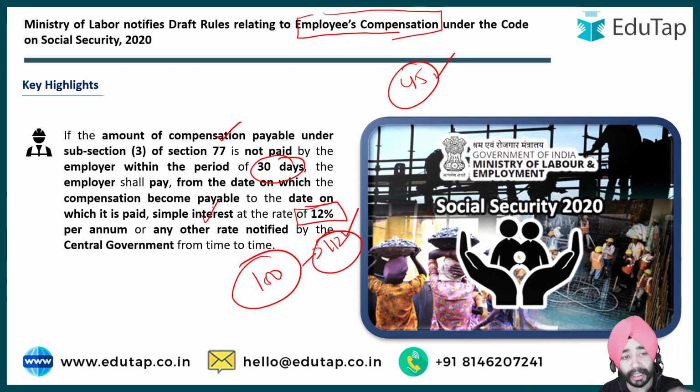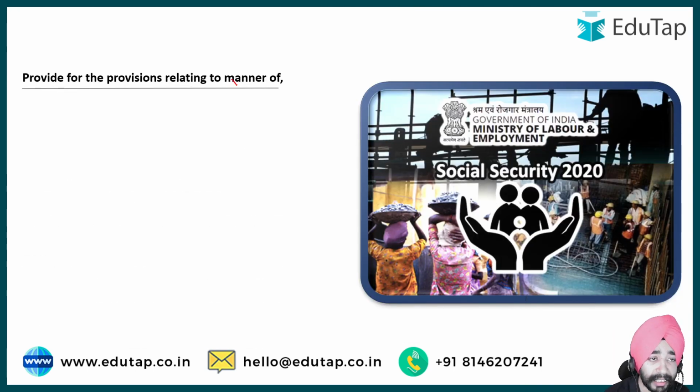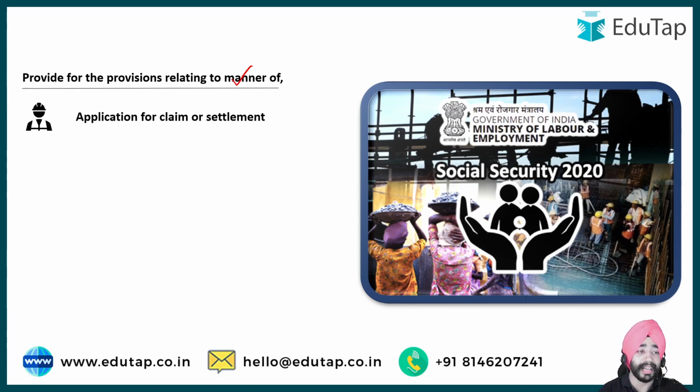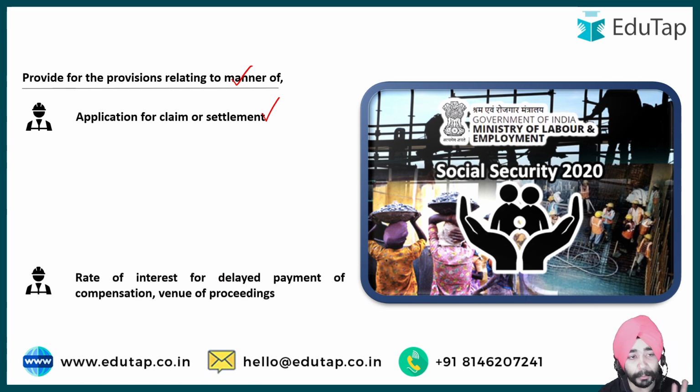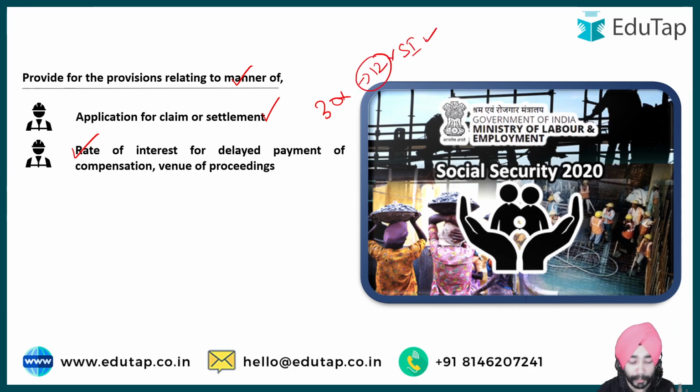Now other important things: how compensation will be paid, and how things have been made easy for that. It says what provisions have been provided if the compensation has to be paid. First of all, it simplifies the application process: the application for claim or settlement, what the application status is, and how that has to be done has been defined there. The second important thing about the draft is that it simplifies the rate of interest also, which I have discussed with you. If nothing is paid within 30 days, then 12% simple interest has to be paid.